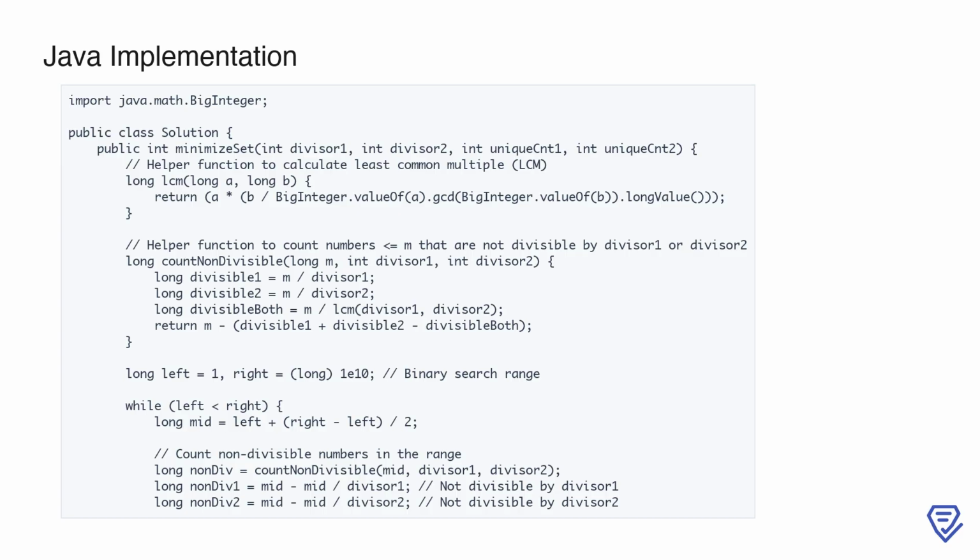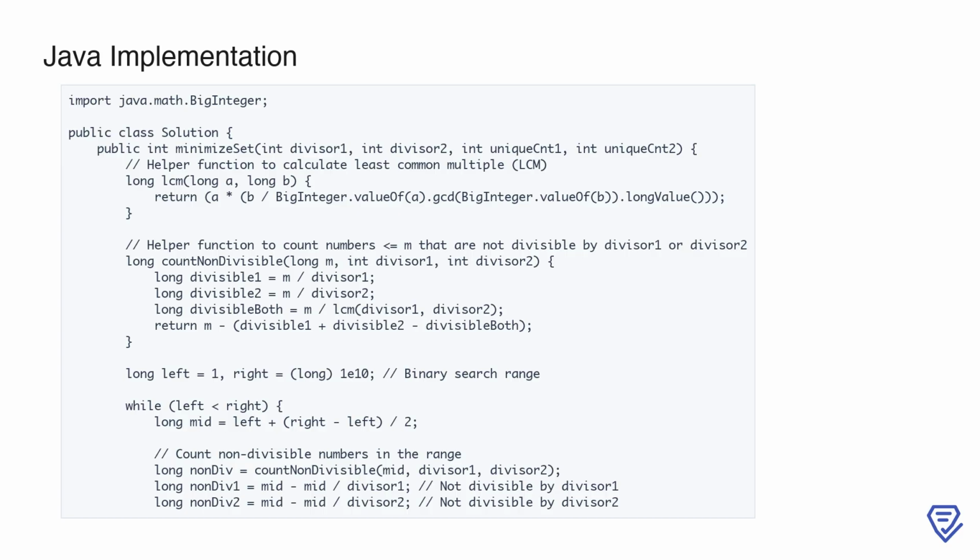Here, we begin by importing the necessary utilities, including BigInteger, to handle large numbers during calculations. The primary method, minimizeSet, is designed to find the smallest maximum value of two arrays under the given constraints. To achieve this, we define a helper function, LCM, to calculate the least common multiple of two numbers using their greatest common divisor. This is crucial for determining overlaps in the numbers divisible by either divisor.